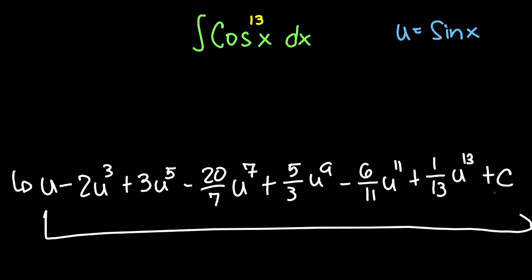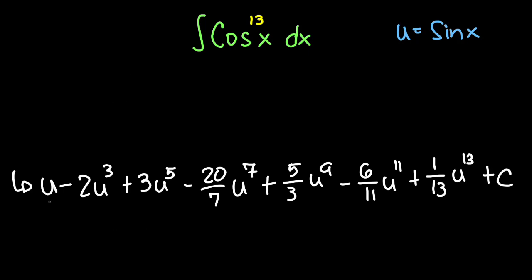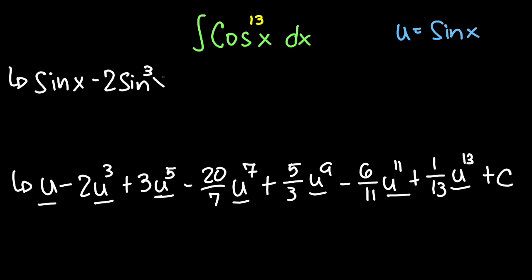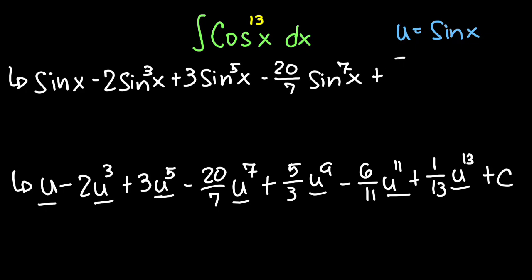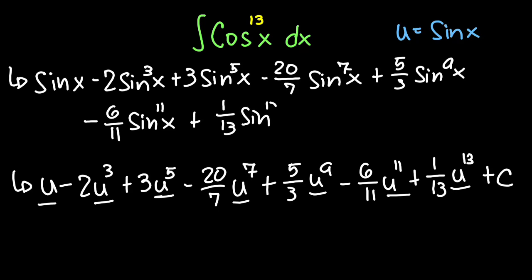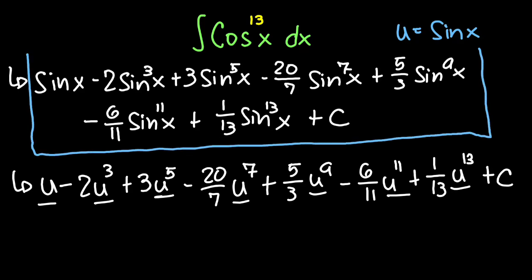And the last step for our final answer in here would be to just substitute all u values in here back into sine of x, thus making this equal to sine of x minus 2 sine cube of x plus 3 sine to the power of 5 of x minus 20 over 7 sine to the power of 7 of x plus 5 over 3 sine to the power of 9 of x minus 6 divided by 11 sine to the power of 11 of x plus 1 over 13 sine to the power of 13 of x plus c, thus making this your final answer for the integral of cosine to the power of 13 of x.